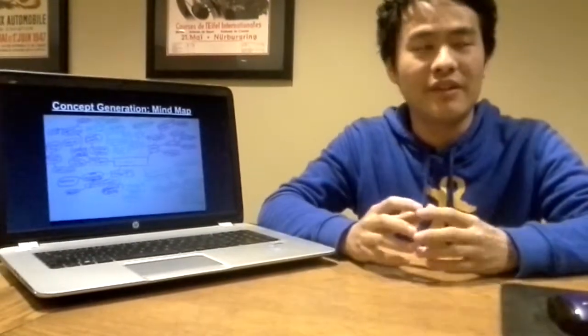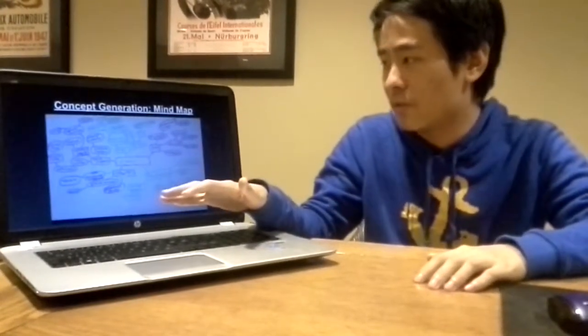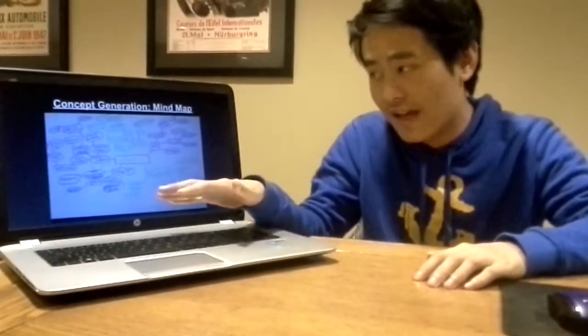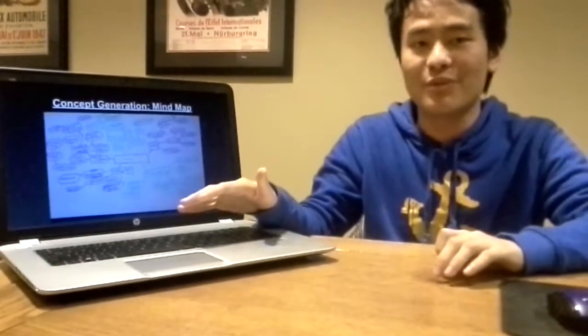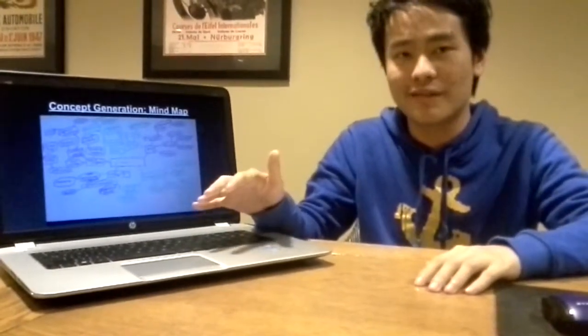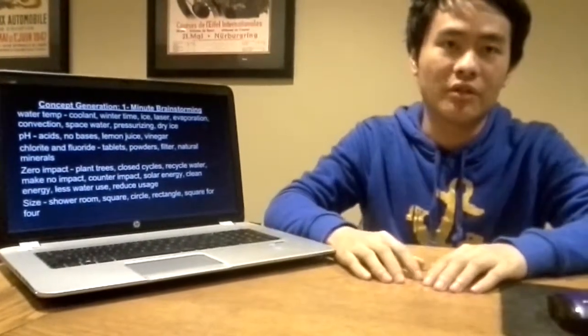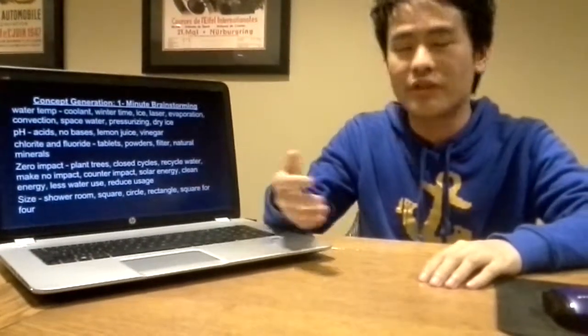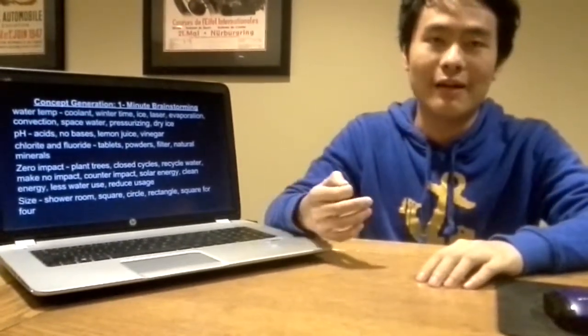So our 3 concept modeling skills used, the first one is the mind map. We first start out with the shower, and we go with pH and their impact, and chloride and fluoride, and then we go to more specific ideas which help us to find a means to reach these subfunctions. The next method we use is 1 minute brainstorming. We start out with water temperature, pH, their impact, and size, and we use 1 minute for each of these subfunctions, and we list out all the means and solutions we can think of.